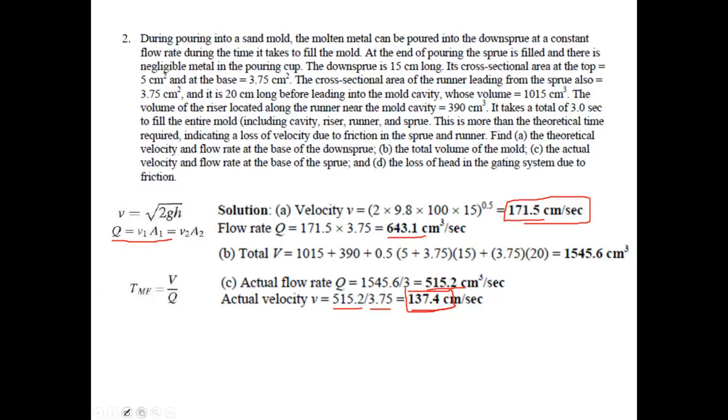And then in the last part of the problem, which is part D, it's asking us to compute the loss of head. What does it mean, the loss of head? This one. The loss of head in the gating system due to friction. What is the loss of head?